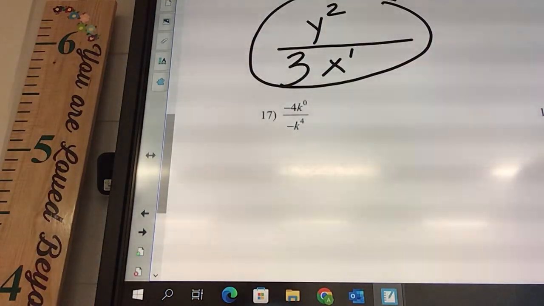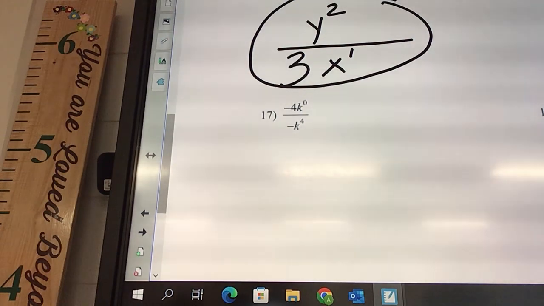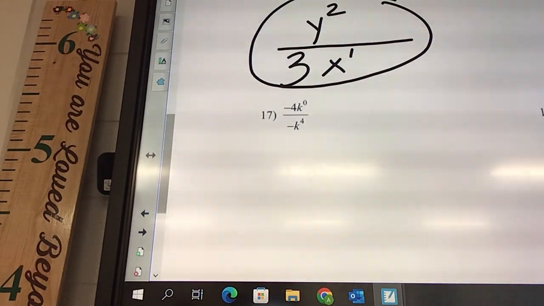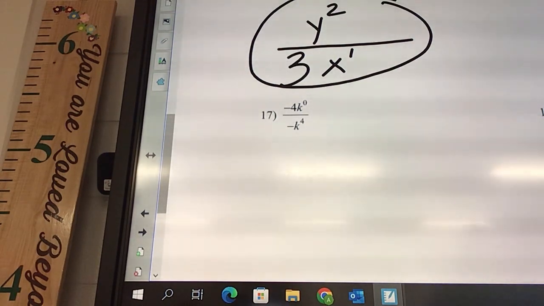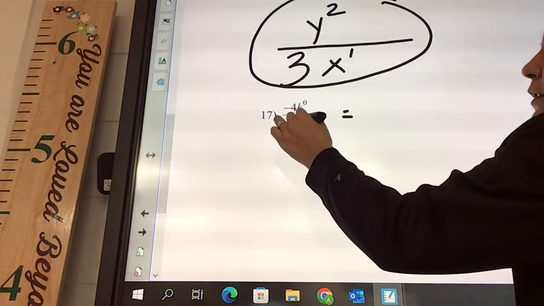Okay, 17. What property is that? It's the division, okay? So we subtract the exponents, and this is what we did yesterday. So your first step is to deal with the big numbers.